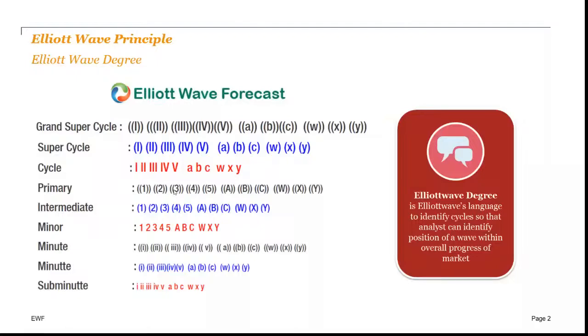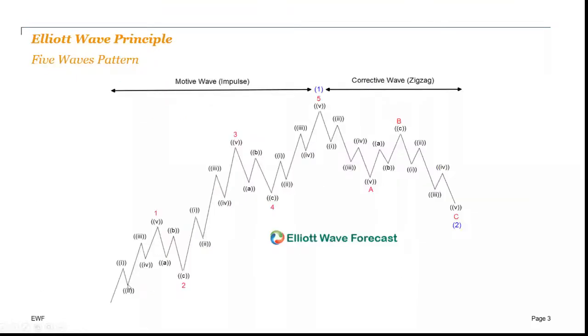So wave 1 is subdivided into another 5 waves. Wave 3 also subdivides into another 5 waves. Wave 5 subdivides into another 5 waves. By the way, that's the rule in the Elliott wave in the impulse. With 1, 3, and 5 always subdivides into another 5 waves of a lower degree. Okay? So everybody understand, right?